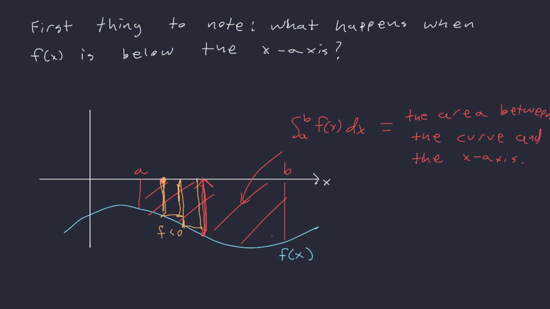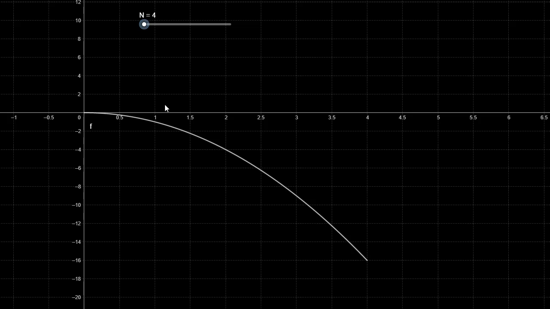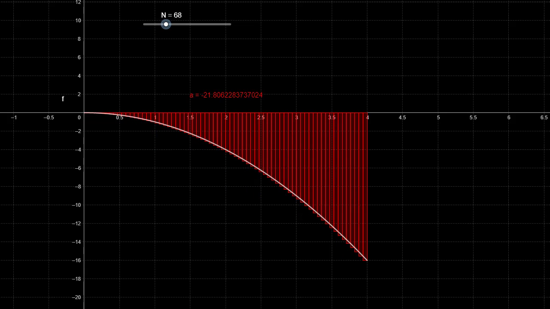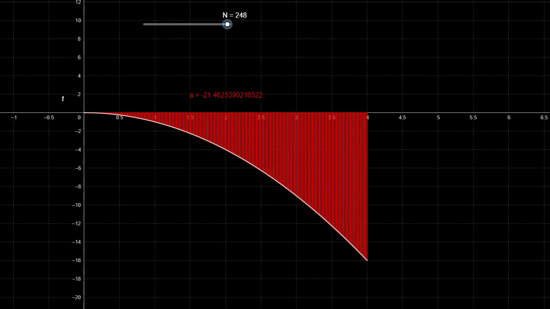Right? So if we go to a graph, and all I've done here, instead of x squared, this is negative x squared. Okay? If I start with a 4 subinterval Riemann sum, things are mapping into the negatives, and you'll see that our area spits out as negative 30. Right, and as we increase the number of rectangles, we're getting closer and closer to negative 21 and 0.33333. Notice we're getting a negative, right?